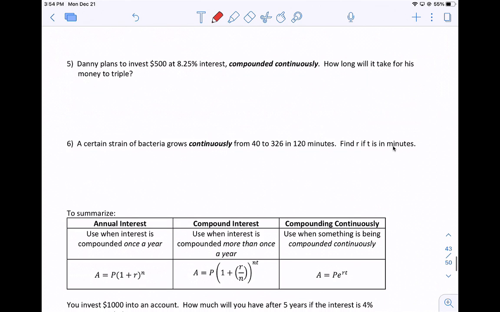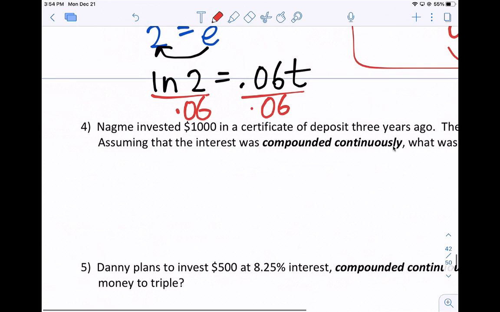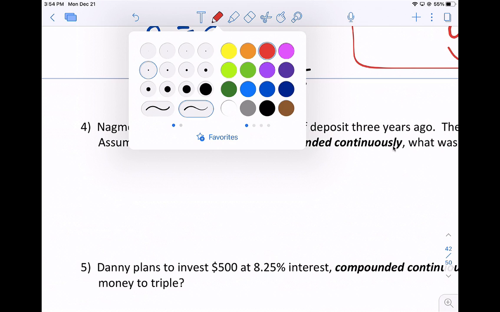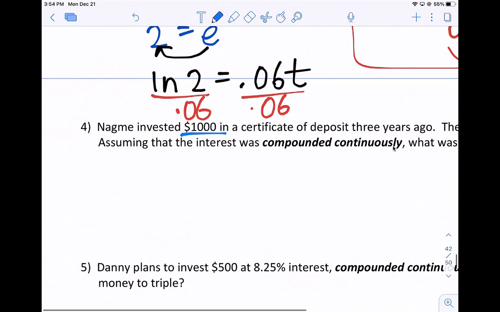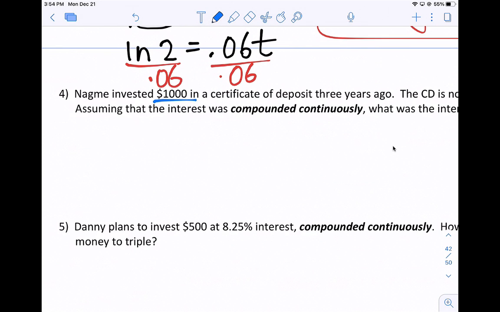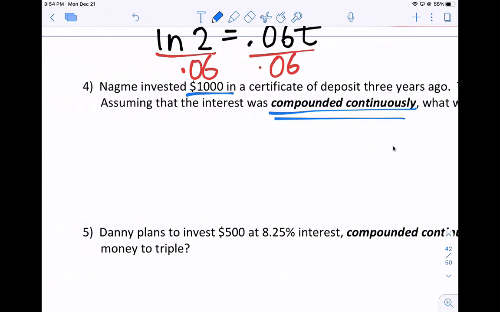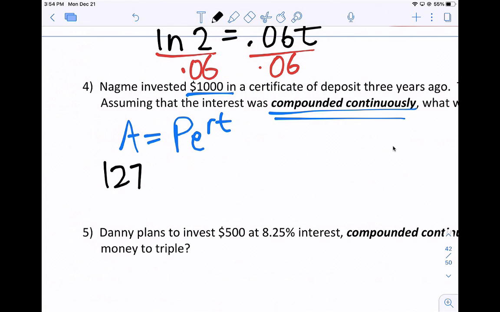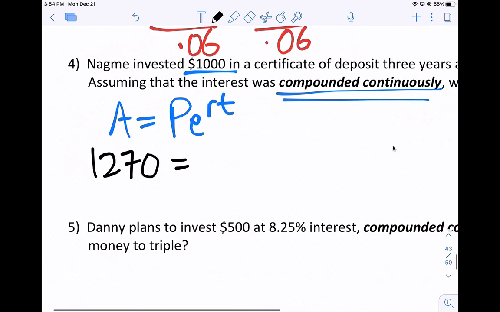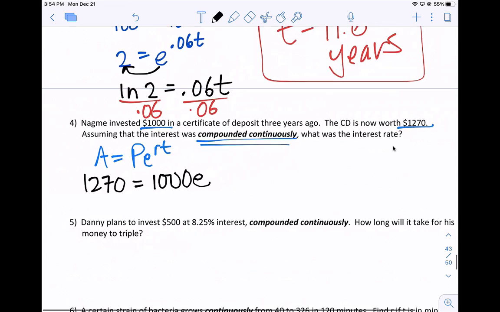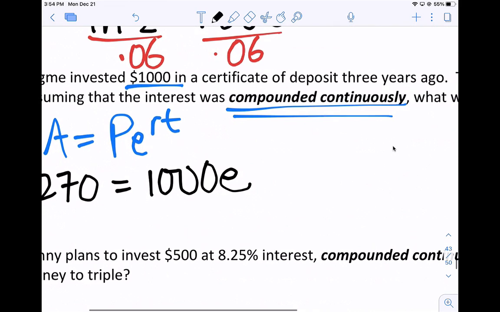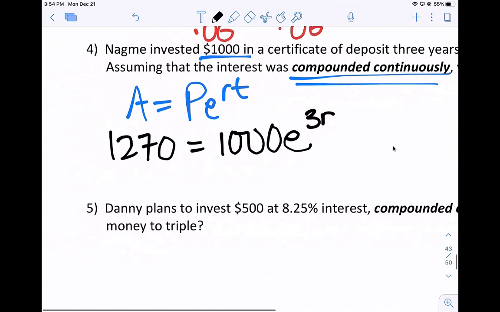All right, number 4, Najma invested $1,000 into a certificate of deposit. You might have heard the term CD as an investment. It stands for certificate of deposit, 3 years ago. The CD is now worth $1,270. Assuming the interest was compounded continuously, what was the interest rate? So you see continuous, you think Pert. Let's plug in what we know. We know the final amount is $1,270. We know the starting value was 1,000. We don't know the interest rate, but we know the time was 3 years ago, so 3 times r.